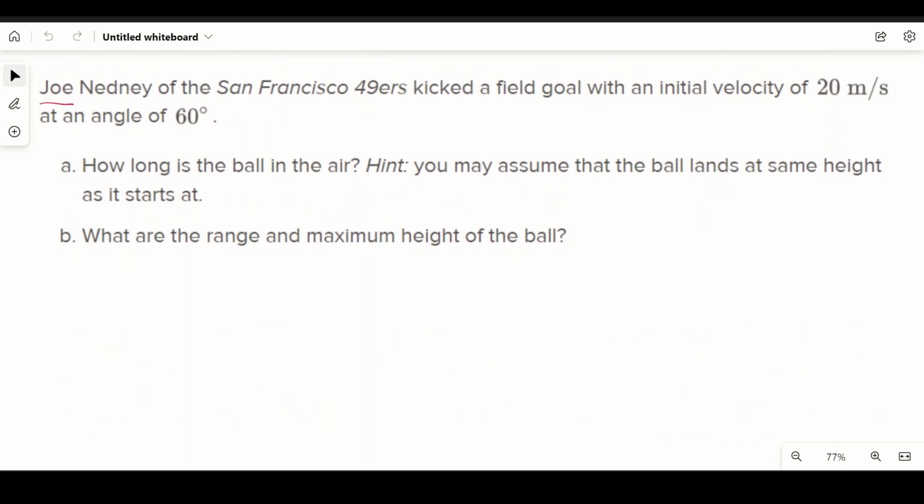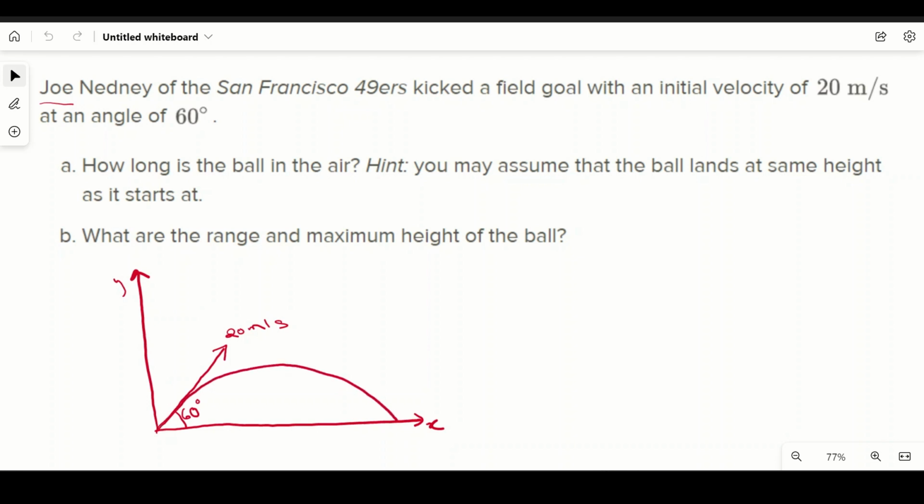So here you can see that we will draw the x-axis, y-axis, and the motion. Initial velocity is given as 20 meter per second. So the ball is kicked with 20 meter per second at an angle of 60 degree. How long is the ball in the air? So this ball will move like this. This will be the maximum height h, and this is the range, the maximum distance which the ball will travel.